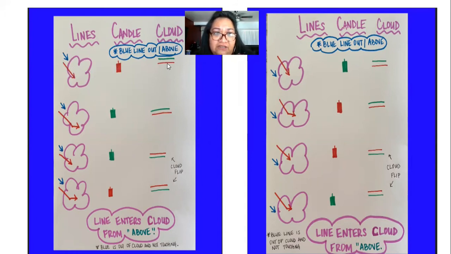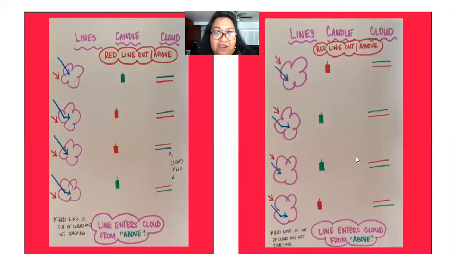Look at your cloud position. Turns to the right, it turns green. Cloud flips, it's a reversal. Okay, right here is your red above your blue. You get a green candle, green above red. Turns to the right, it could be the red or the blue line, it doesn't matter. You'll get a red candle. And same thing here, your cloud flips, it's a reversal.